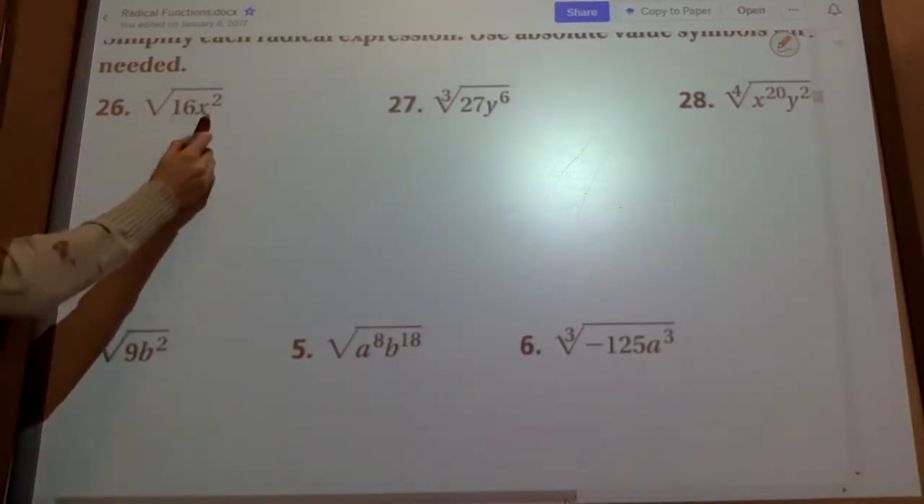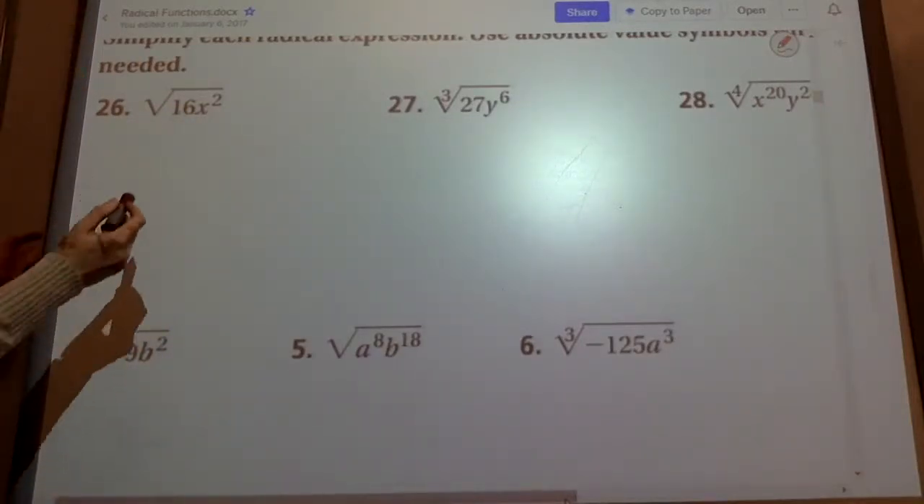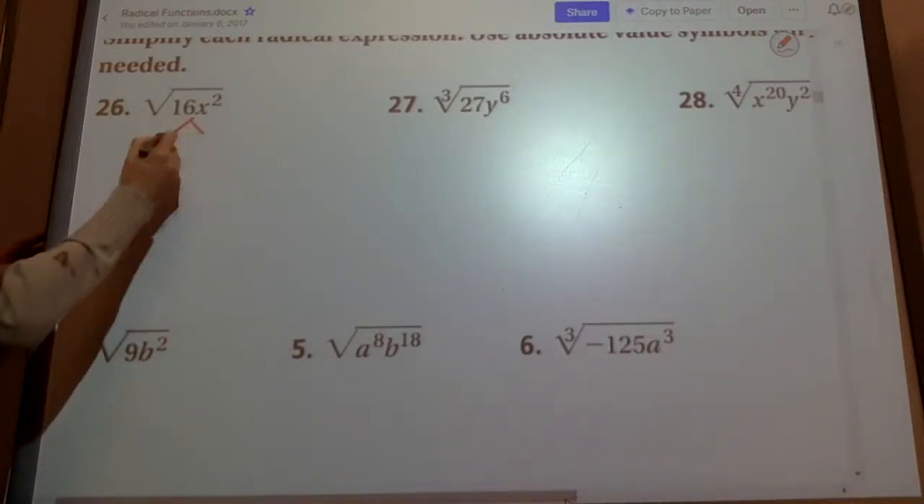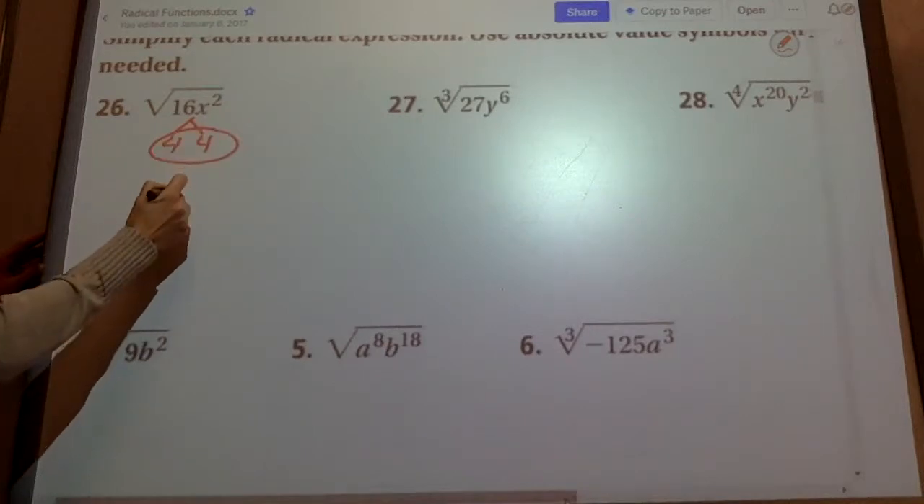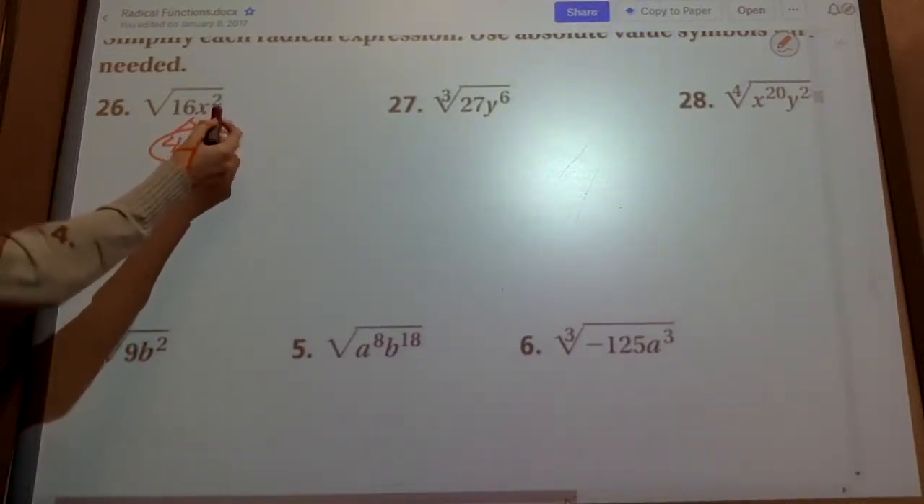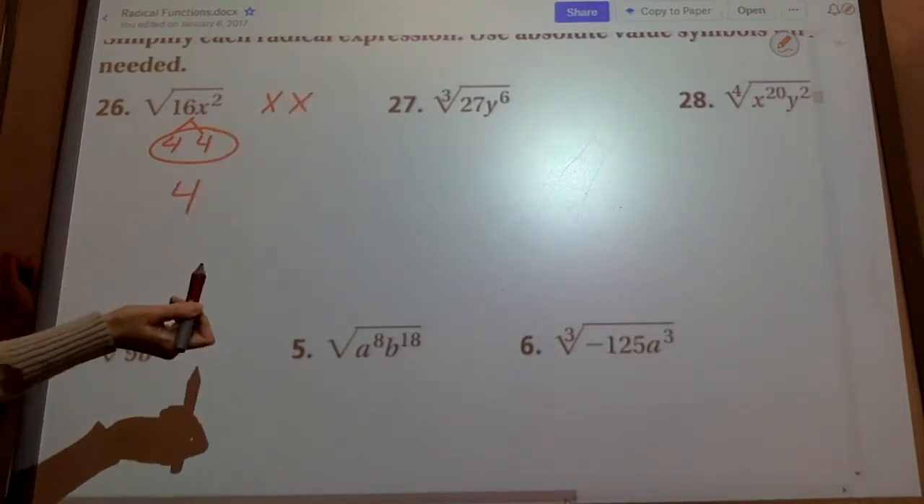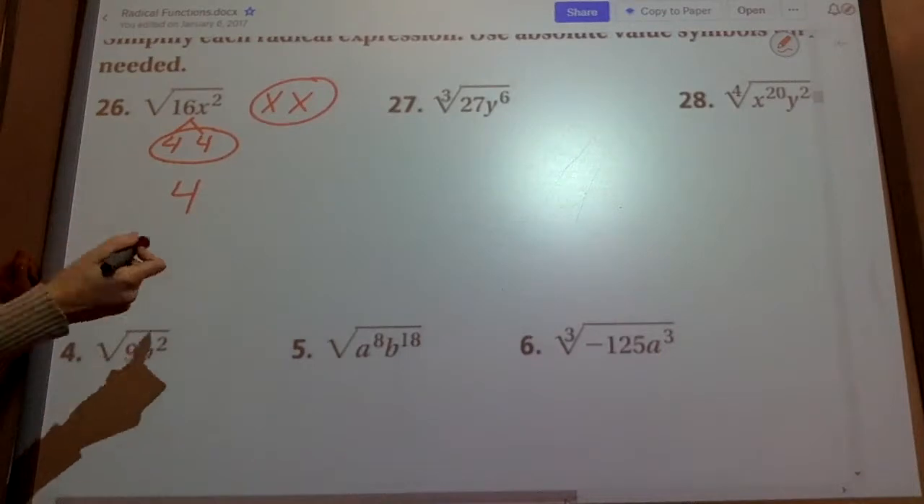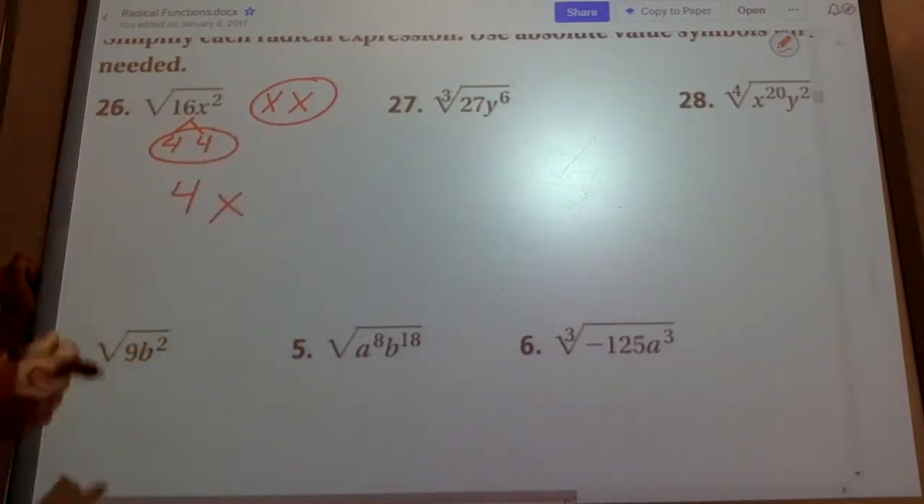You square root the number, and then we're going to square root the variable. So what's the square root of 16? 4, because 2 4s, I take 1 out. Okay, now think about this. If I have x squared, that means 2 x's. What's my rule? 2 of something, I take 1 out. So 2 x's, I take out an x.